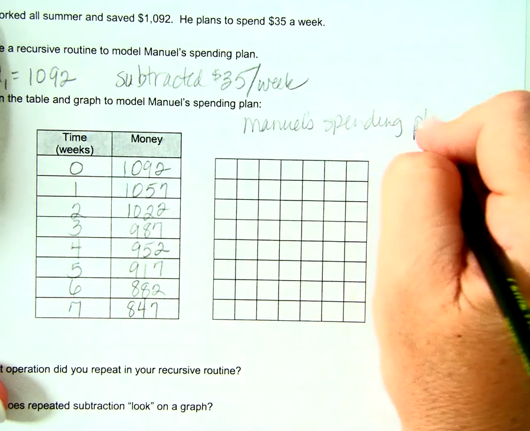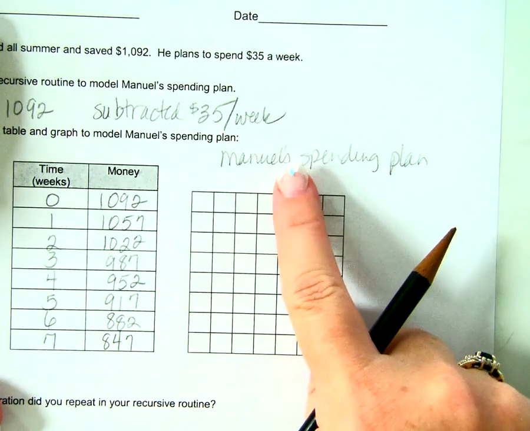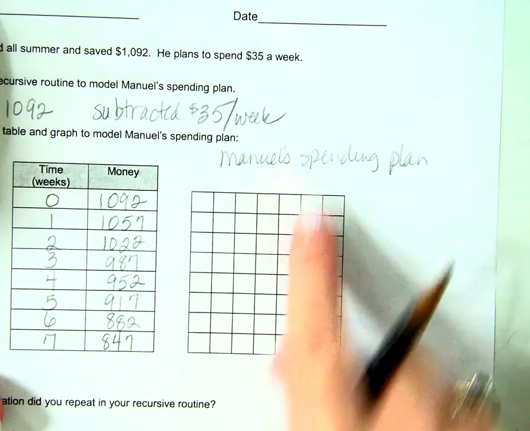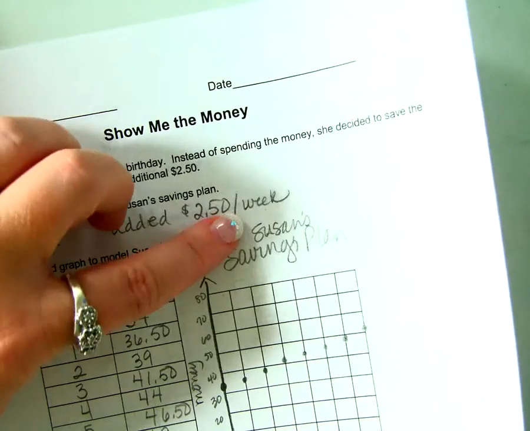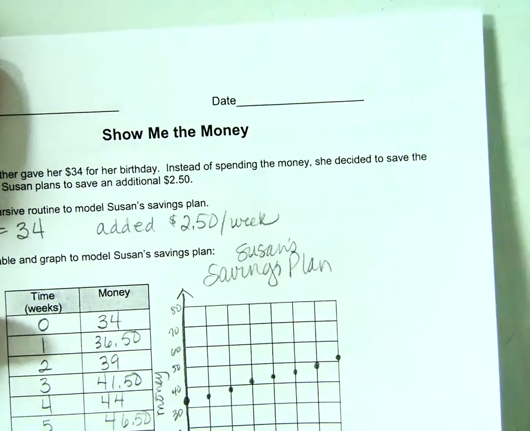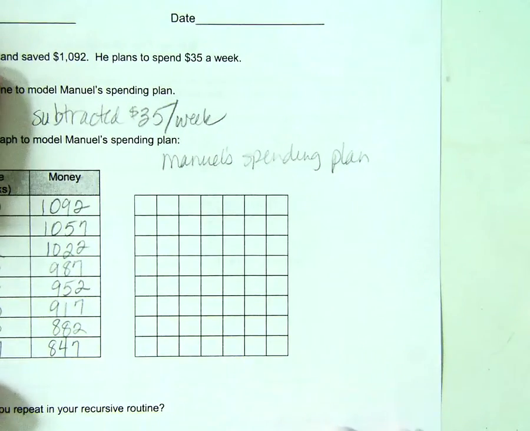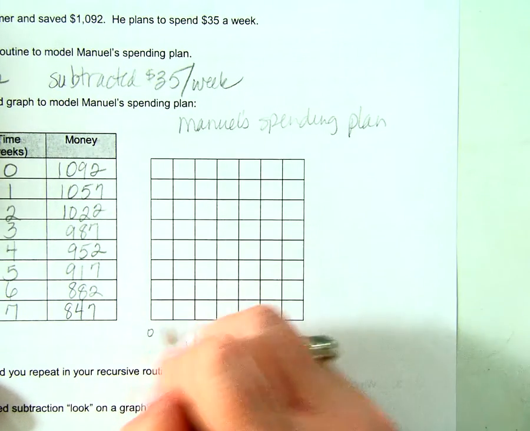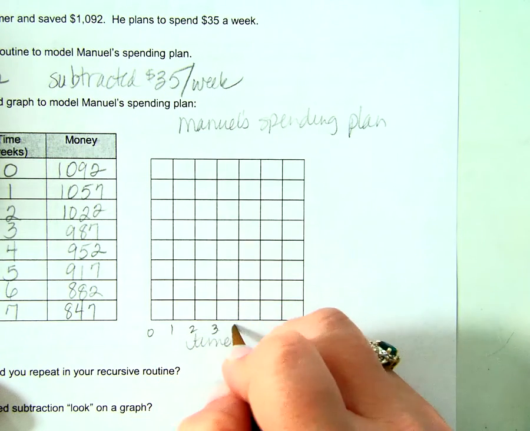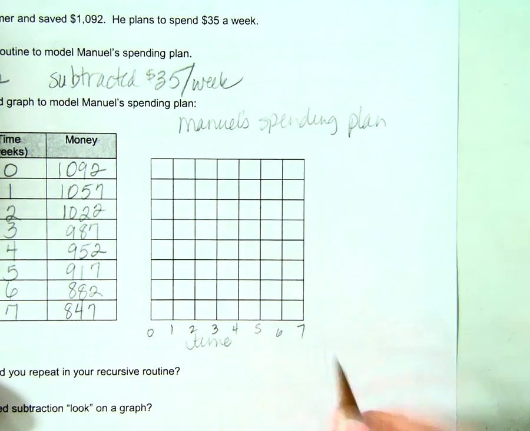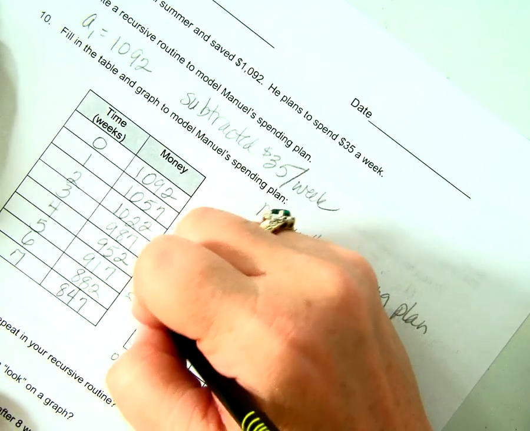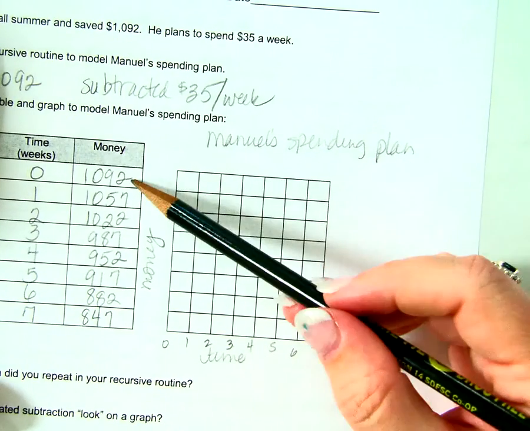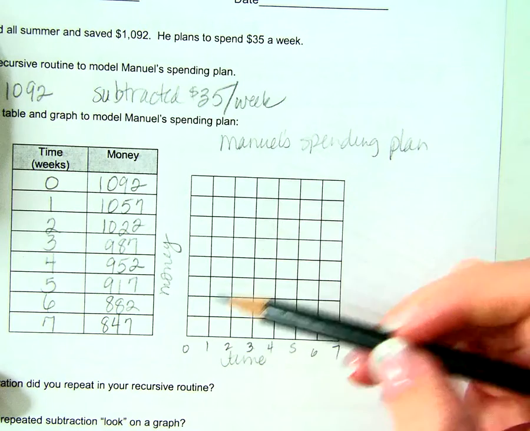I need a title on my graph. You see why I made you change your title a minute ago when you just said it was spending plan? I strongly recommended that you change it to Susan's, right? Because now we have 2. Now we can tell the difference. Okay? So we know we have time here, and we can count by ones. And we have money here. Ooh, how are we going to count here? We got to get up to a little over 1,000.